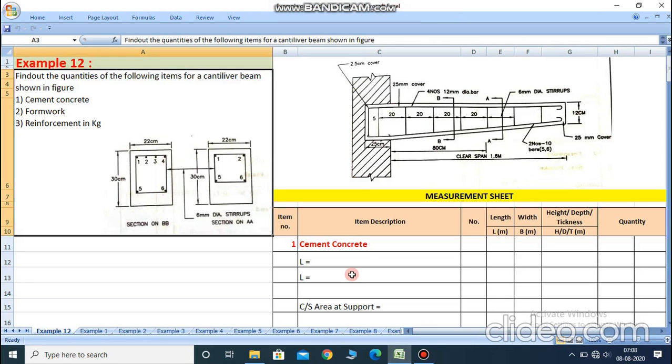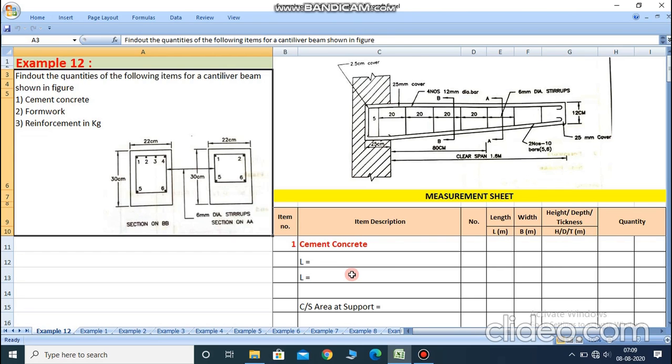Hello students, today we start a new example, number 12. In this example we discuss a cantilever beam, and for this cantilever beam we find the total quantity of the concrete work, the total quantity of the formwork, and third, the reinforcement in weight, kg. First we start with the cement concrete.